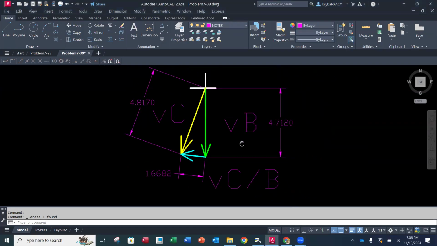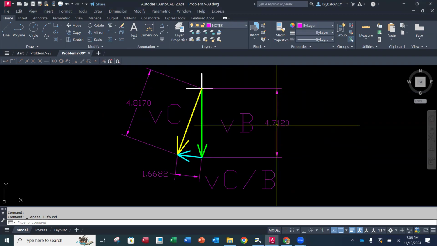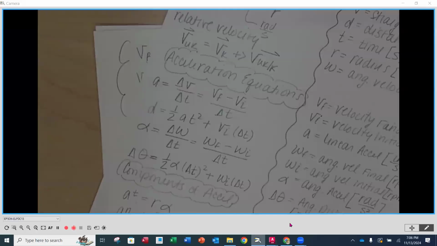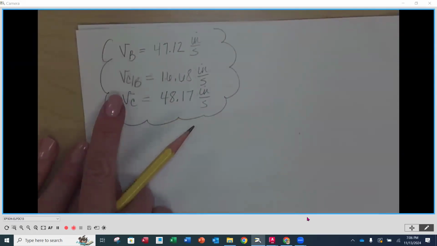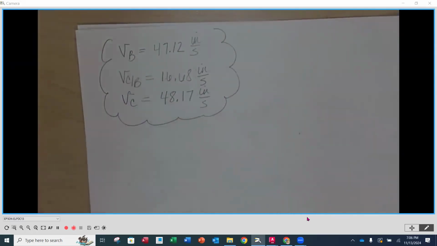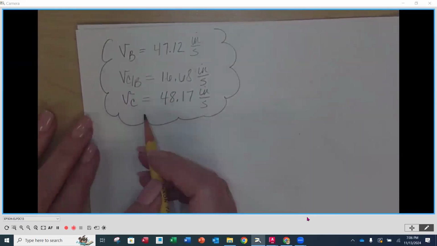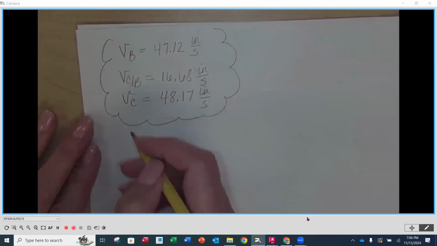And so by scaling these, or moving the decimal place one place back to the right, our velocities for B, C relative to B, and C are as follows. Okay, so now we're ready to move to solving for the angular velocity of link number 3, because we have the velocity of C on the endpoint of that link.